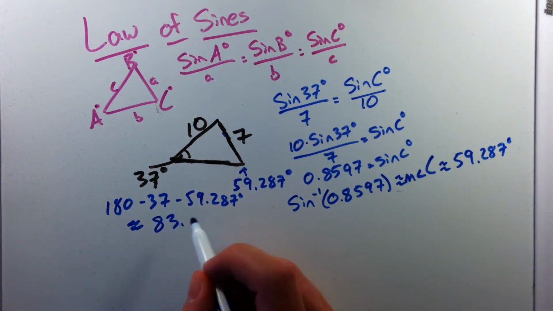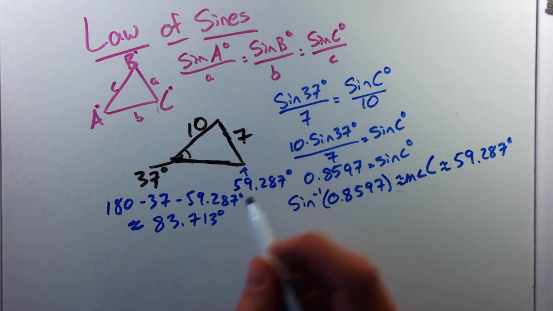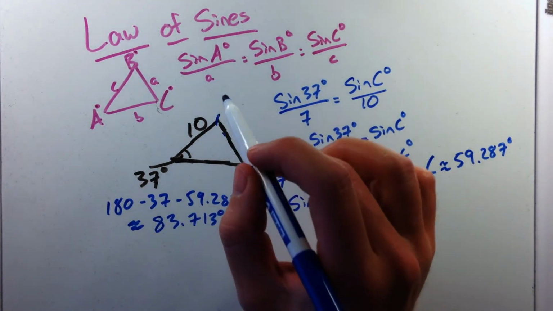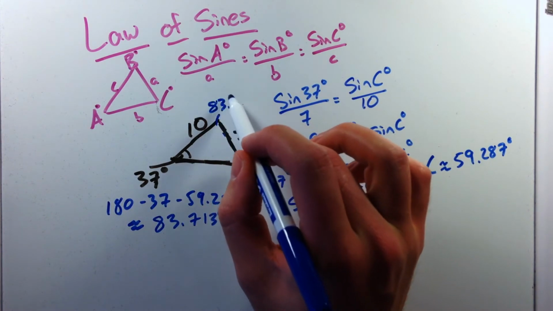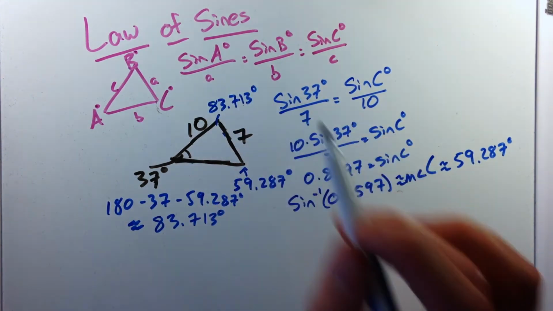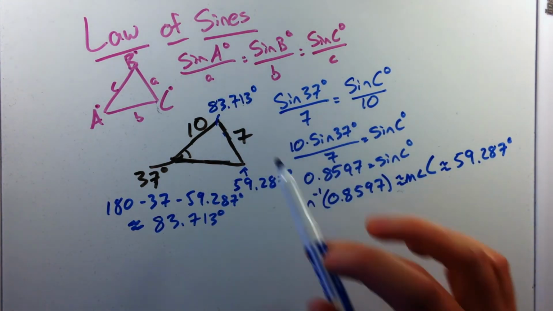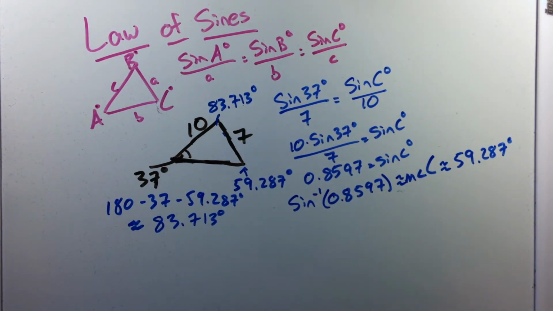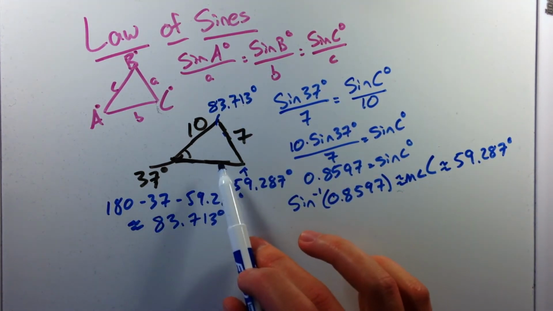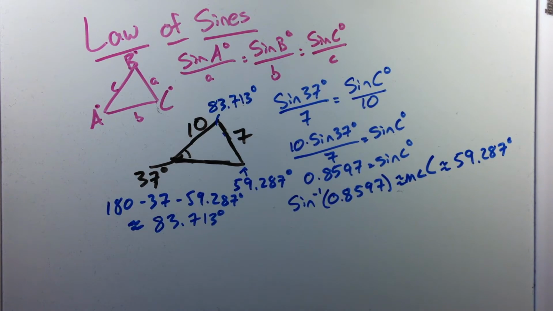And that's 83.713 degrees. So this angle here we can call 83.713 degrees. Okay, and that's again an approximation. So these two answers now are approximate. And so now we need to find this last side length. Okay, again, we can still use the law of sines to find our answer.